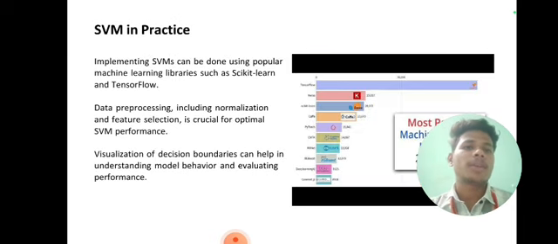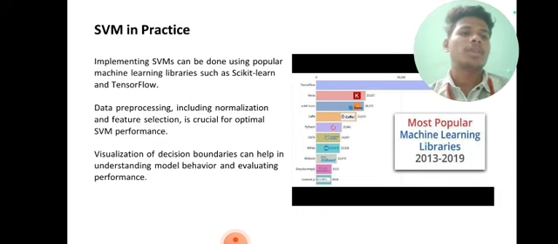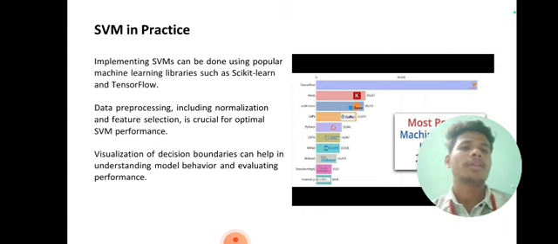The SVMs in practice. Implementing SVMs can be done using popular machine learning libraries such as scikit-learn and TensorFlow. Data pre-processing, including normalization and feature selection, is crucial for optimal SVM performance. Visualization of decision boundaries can help in understanding model behavior and evaluating performance. To see the diagram, most popular machine learning libraries, 2013 to 2019.